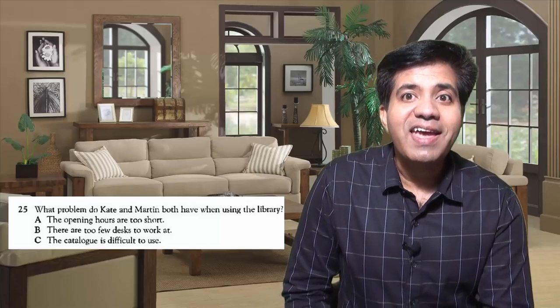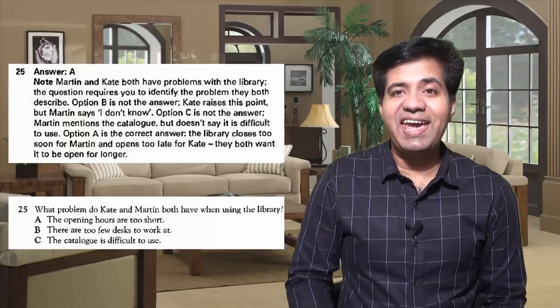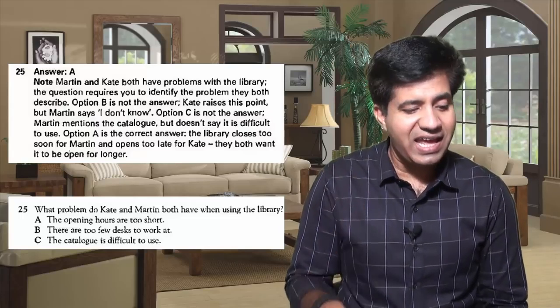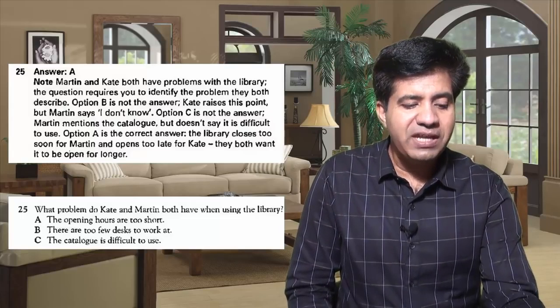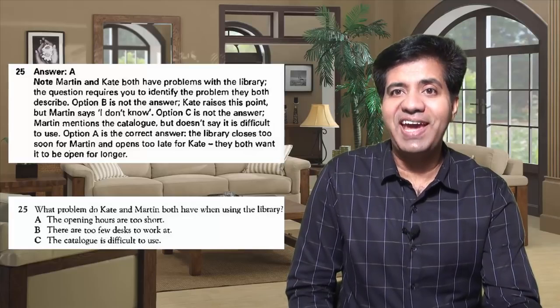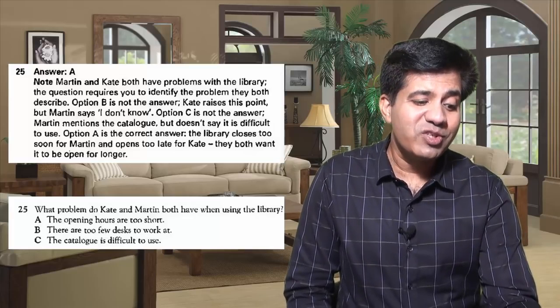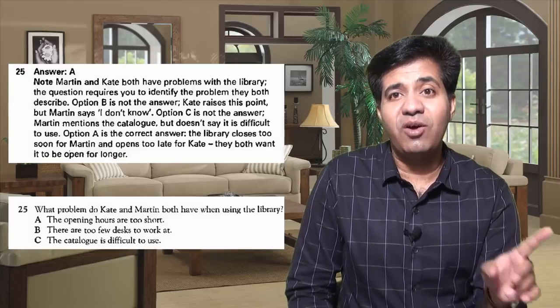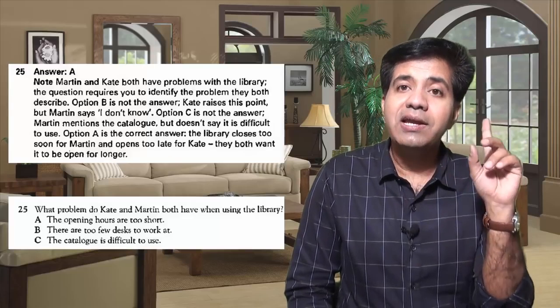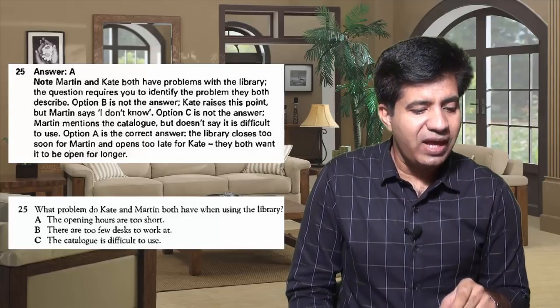Say it loudly. A. Once again A. Well done, well done. A is the correct answer. The opening hours are too short. That's right. Those of you who selected B or C as an answer, don't ask how. Go back, listen to the audio again, and you'll get to know how.